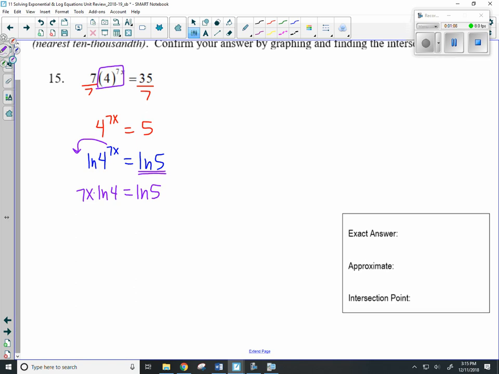Now this one you're just trying to get x by itself. So on some of the other problems we've ended up factoring x out. And if it helps you kind of think of it like this, right now x is trapped in the middle of this term. So if you want to factor it out, we're left with x and then 7 ln 4 is equal to ln 5. And then to get x by itself, all we got to do is divide both sides by 7 ln 4.